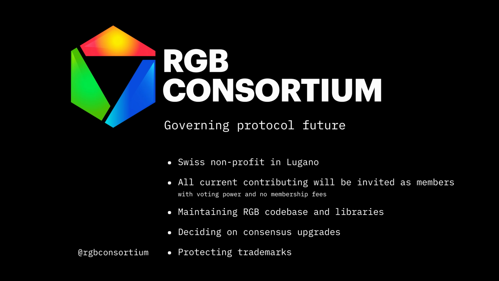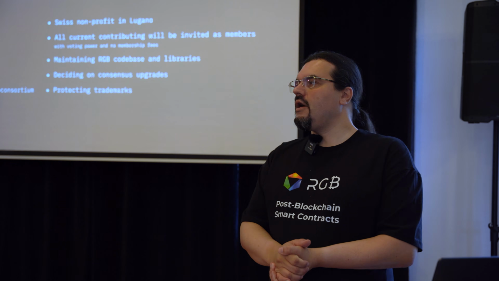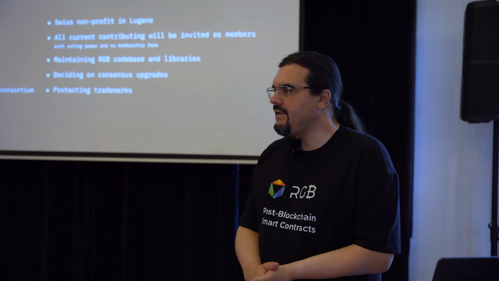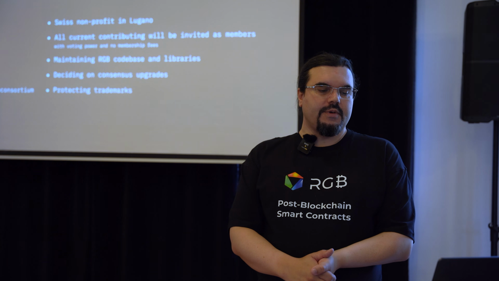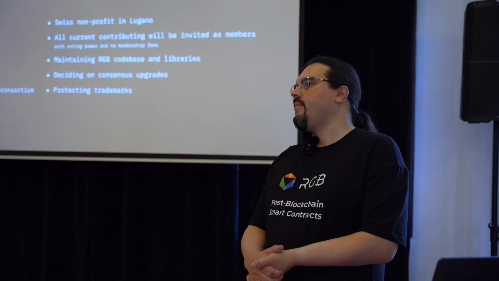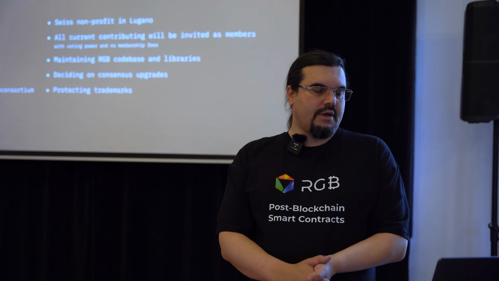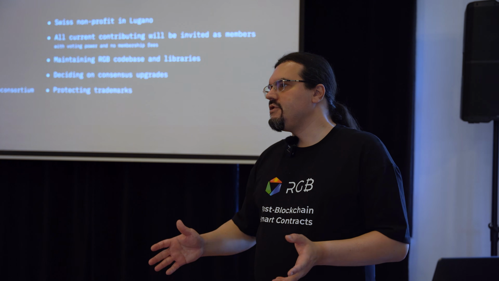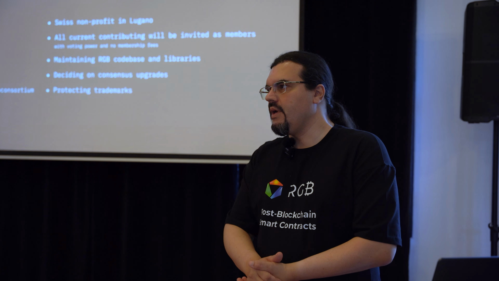The main purpose of this RGB consortium will not be further development of RGB, because we have planned that with the production release, RGB will be ossified in the client-side validation world. You can't do hard or soft forks the way you can in a blockchain. It's even more complicated. That's why the RGB consortium will be protecting the trademarks and be responsible for bug fixing and overall management and maintenance of the RGB code base.